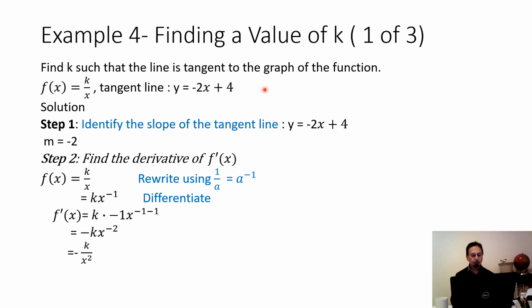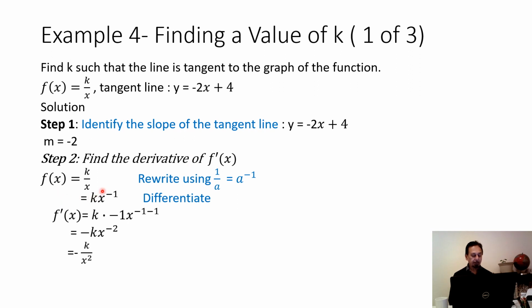So example 4, finding the value of k. Find k such that the line is tangent to the graph of the function. Step 1: first we identify the slope of the tangent line. The slope of the tangent line is the number multiplied by x, or the coefficient of x, so m is negative 2. Now we find the first derivative of the function, and as you know, the first derivative represents the slope of the tangent. So let's find the first derivative.